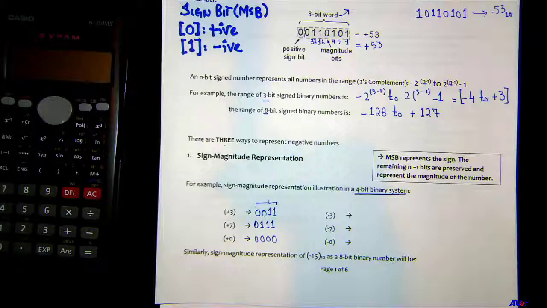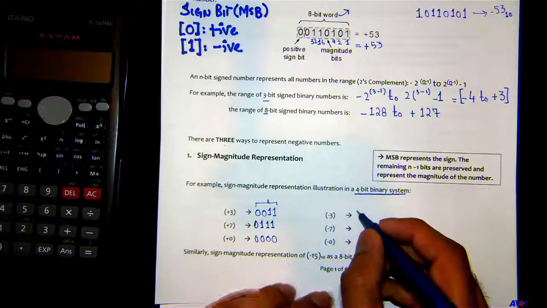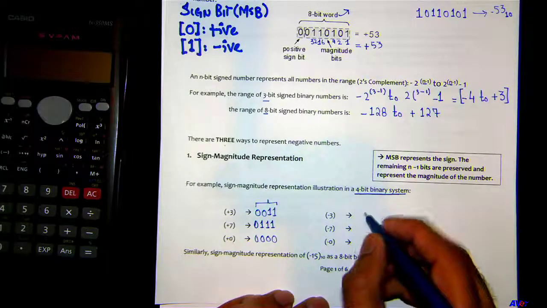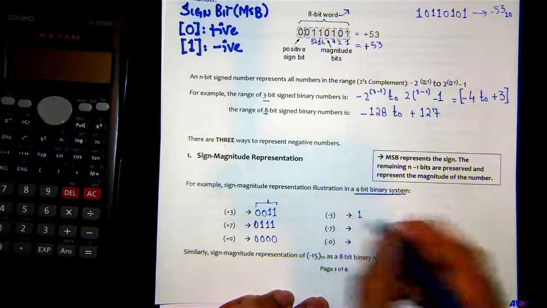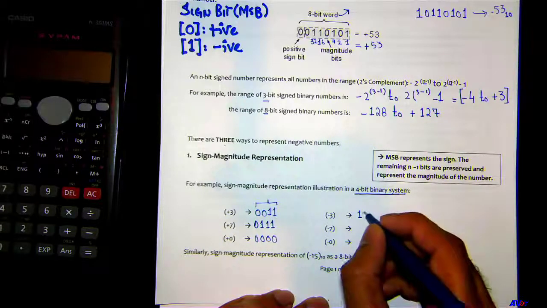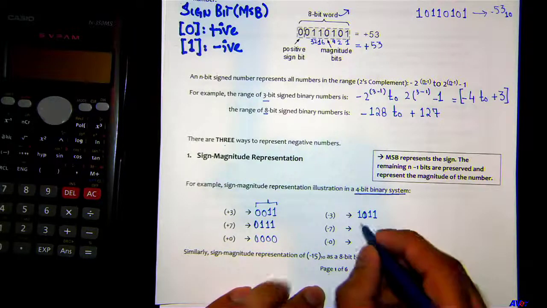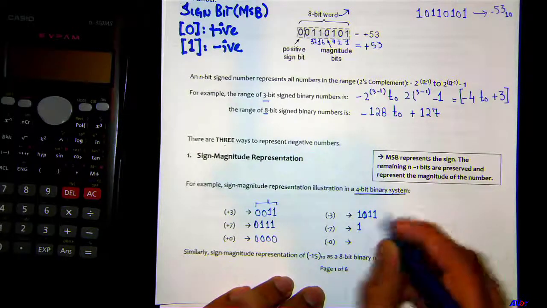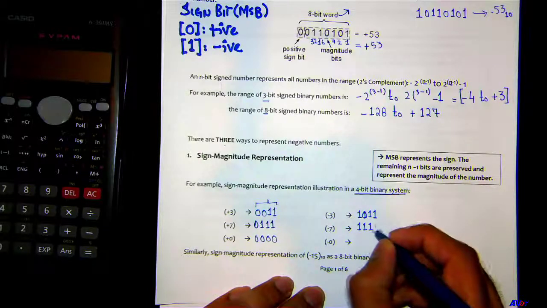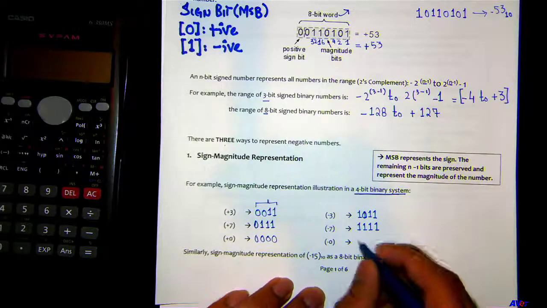Okay, what about negative 3? What is going to be the sign bit here? 1. Okay, and then the 3-bit code for 3 is 011. What about negative 7? Sign bit 1, and then 111, and 0 and minus 0.